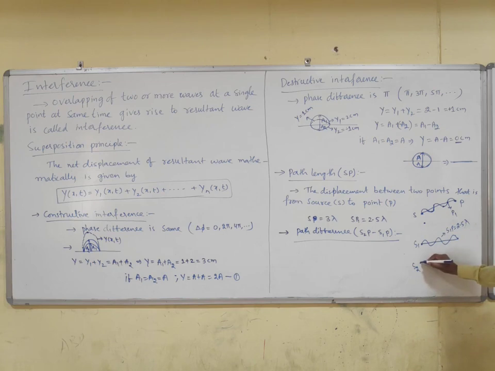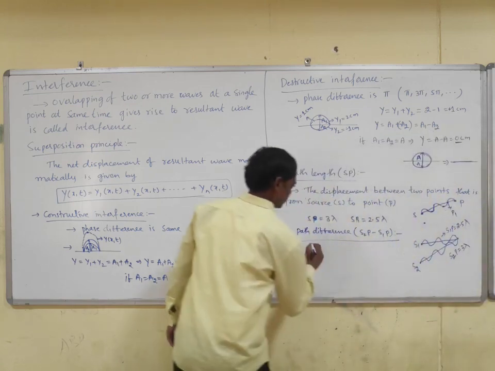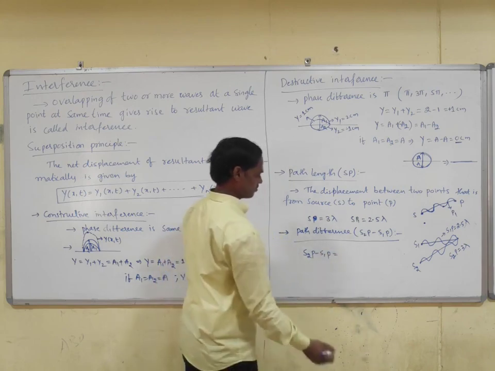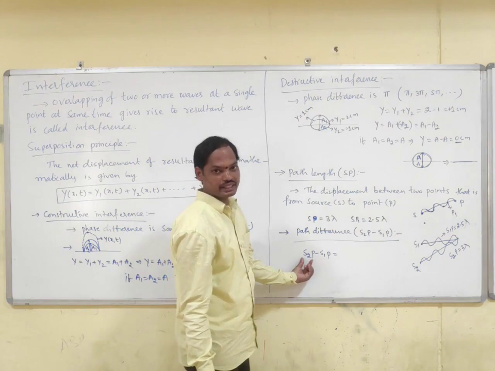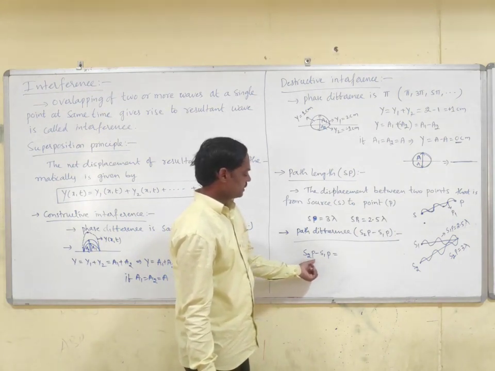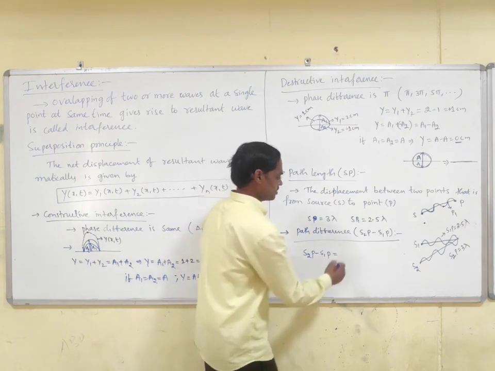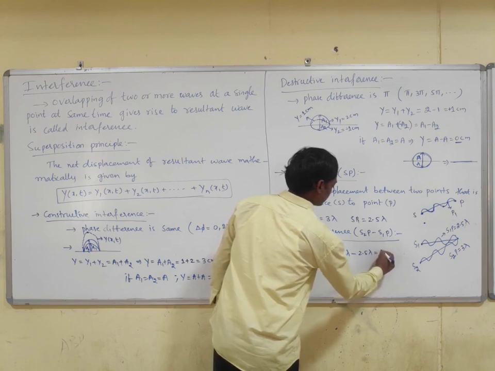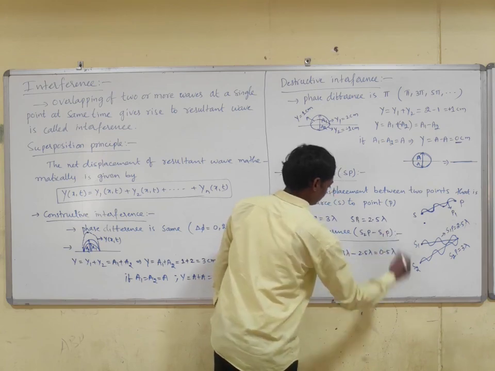Now next, 1, 2, 3. So S2P is equal to how much? 3 lambda. So S2P minus S1P is the path difference. That means the difference between two path lengths, that is S2P path length minus S1P path length. This will be equal to how much? 3 lambda minus 2.5 lambda, which equals 0.5 lambda.